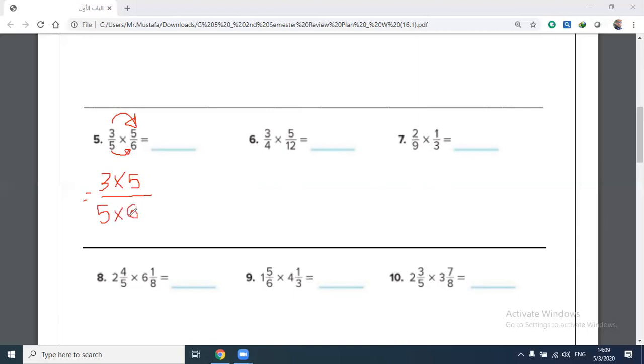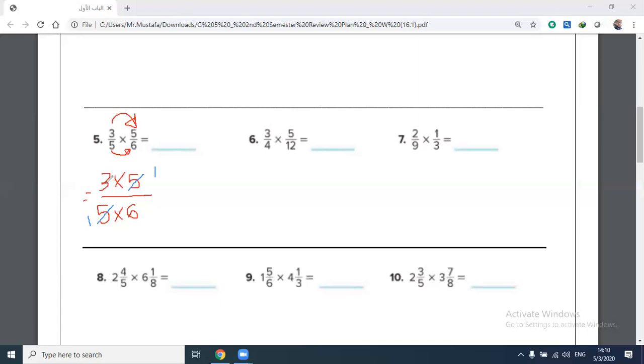Before multiplying, check if there is any common factor between numerator and denominator. Sometimes I have the same number. See, I have 5 in the numerator and 5 in the denominator. They are the same, so 5 divided by 5 is 1, and 5 divided by 5 is 1. Is it okay, guys?